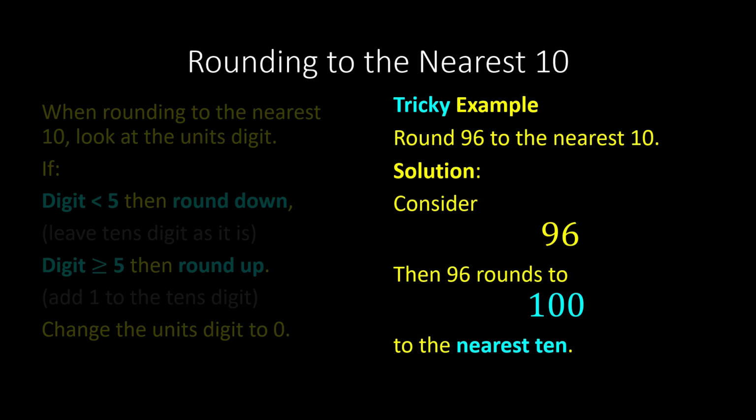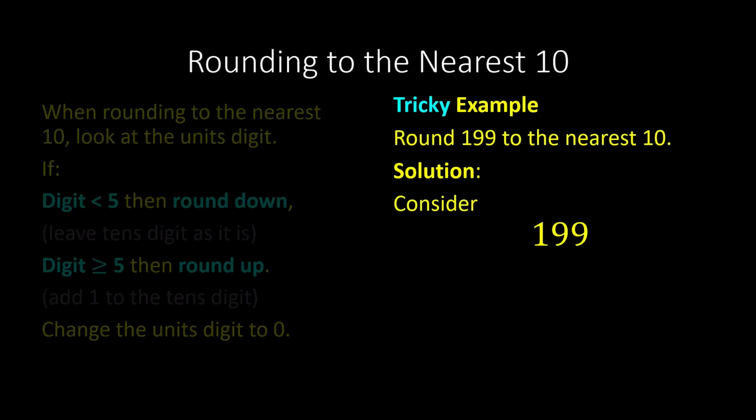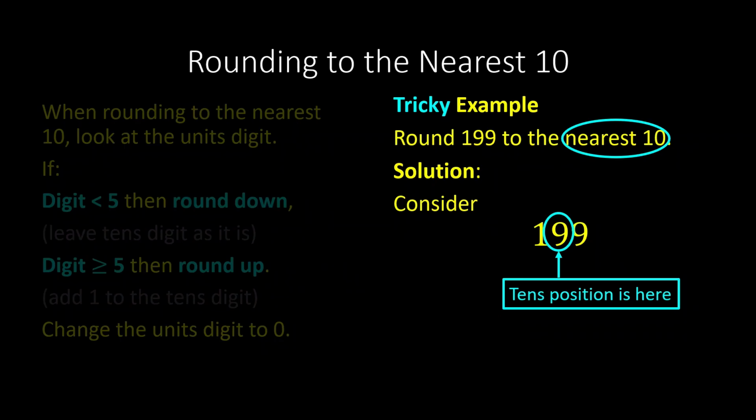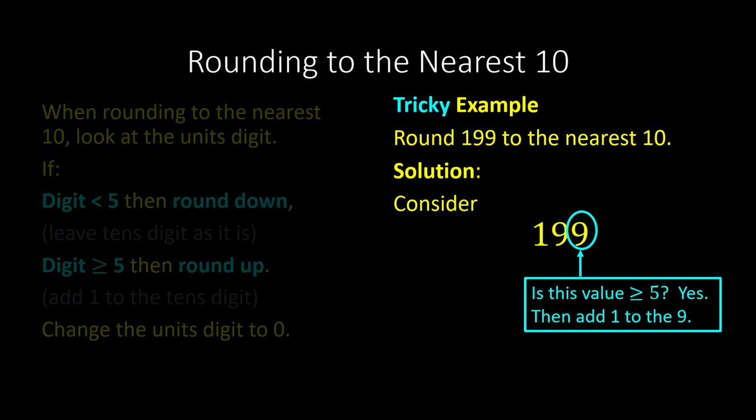So here's our rounded number. Now for another tricky example, we are required to round 199 to the nearest 10. So let's consider 199. Here's the tens position, and we look at the units position and ask, is this value greater than or equal to 5? Yes, it is in this example. So we add 1 to the 9 in the tens column.